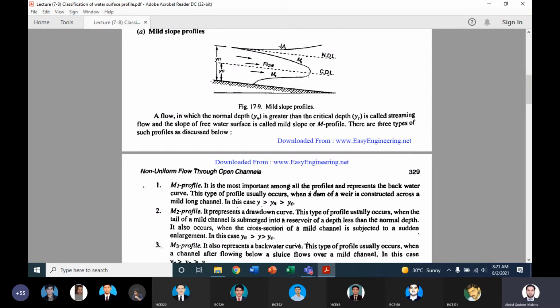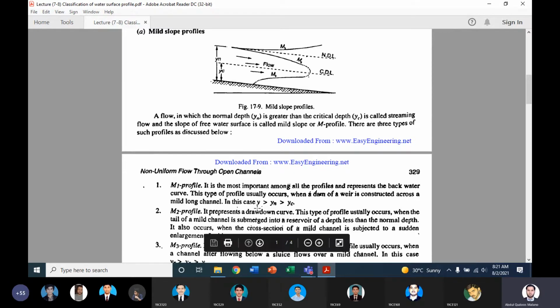This is very important to understand. ठीक है, this is very important to understand, because based on these understandings you will be learning all the profiles. Okay, ये clear हो गया. So M1 profile, it is the most important among all the profiles. Why it is most important? Because mostly you'll be finding these steep slopes in the channel.